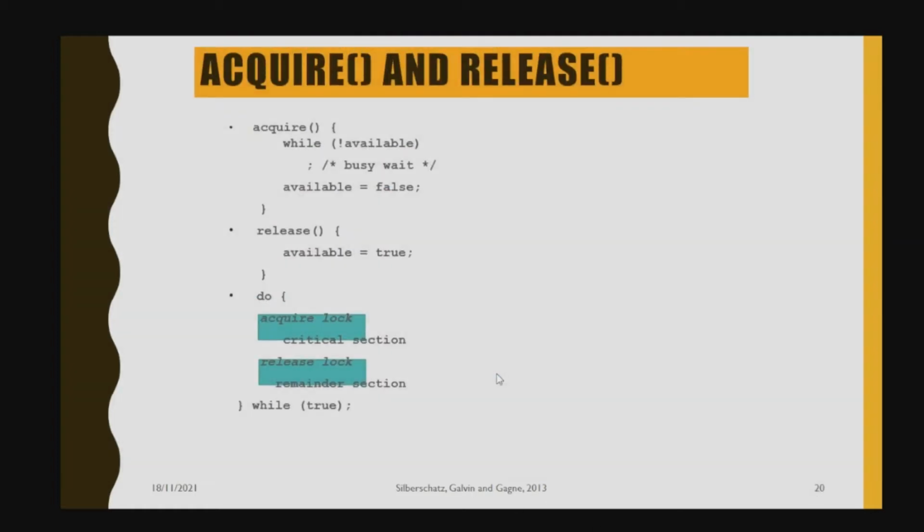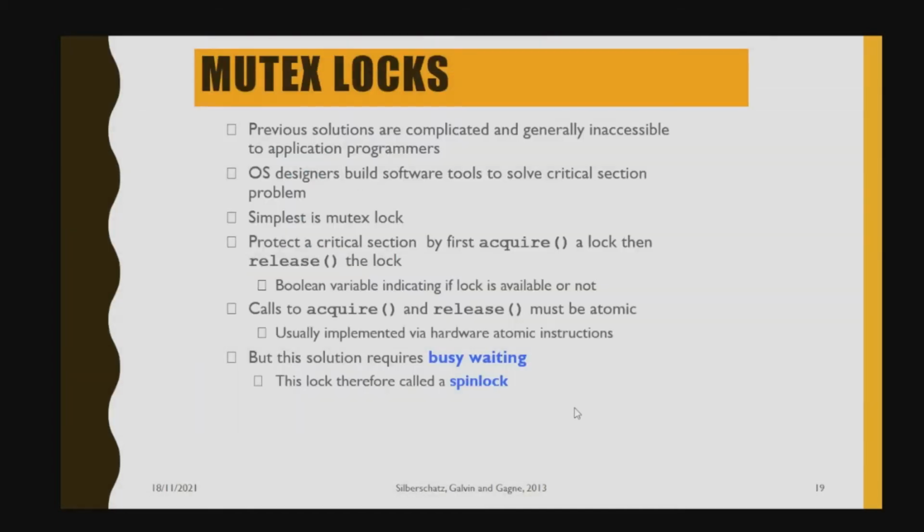It looks like this. We have the acquire function and the release function. While not available, we have the busy wait here. In acquire, available is set to false, and in the release function, available is set to true. So this is controlled by the boolean variable. Then here we do acquire lock, critical section, release lock, remainder section, while true. This part is still similar. We still need acquire lock and release lock, but the difference is that we have busy waiting here.